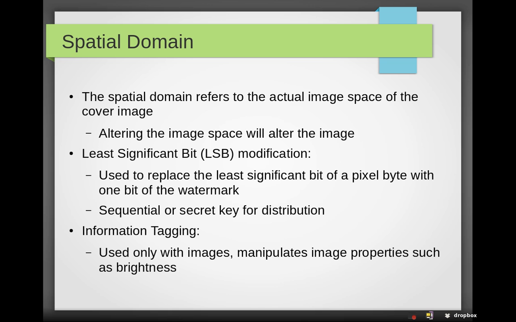The spatial domain, like we said, refers to the actual image space of the cover image, and altering the image space will alter the image in some way. One technique is least significant bit modification, used to replace the least significant bit of a pixel byte with one bit of the watermark. You can do this sequentially across any number of pixels, or you can use some sort of secret key to distribute the watermark amongst the pixels. Another technique is called information tagging, which is used only with images and manipulates image properties such as brightness.